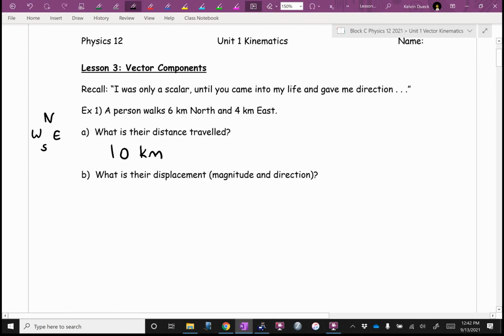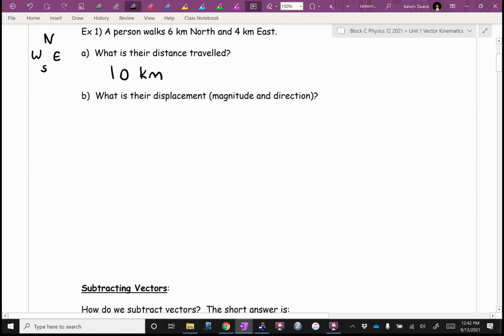What is their displacement? How am I going to do this? I drew a compass rose. Now I'm going to draw the vectors. 6 kilometers north plus 4 kilometers east, about half as long as the 6. Deegan, how will I draw these and add them together? Draw them tip to tail, you say. I could have drawn 4 plus 6 and you'd get full marks.